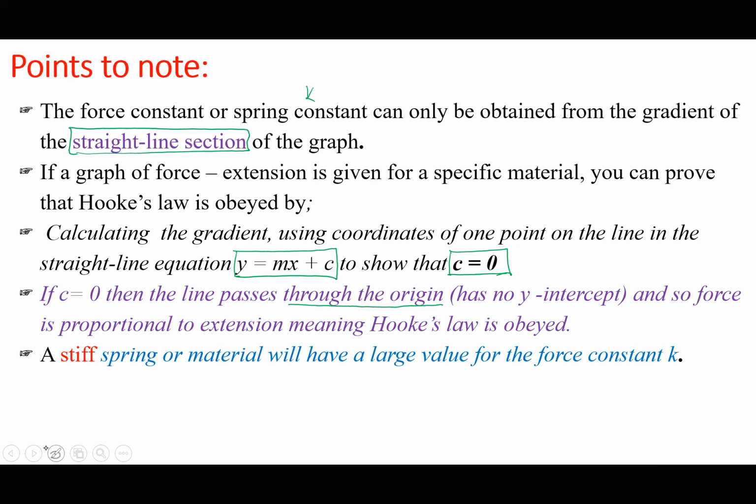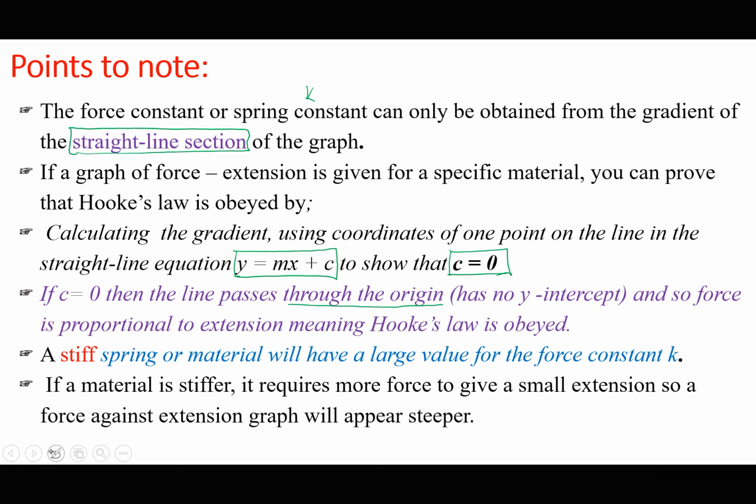So if a material is stiff, a stiff spring for example, it will have a large value of force constant K. And if a material is stiffer, it requires more force to give a small extension. So a force against extension graph will appear steeper. So what do I mean by this statement?